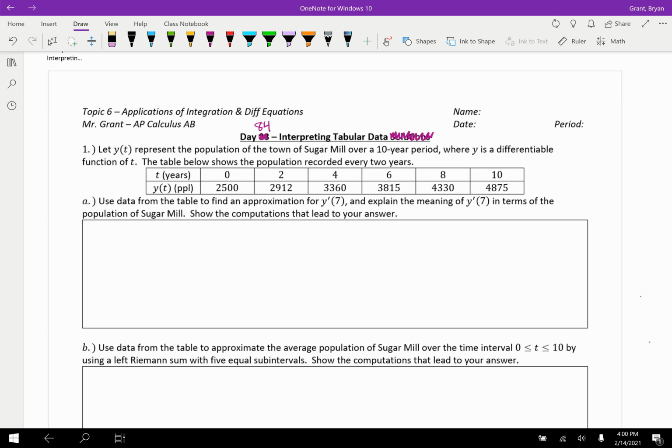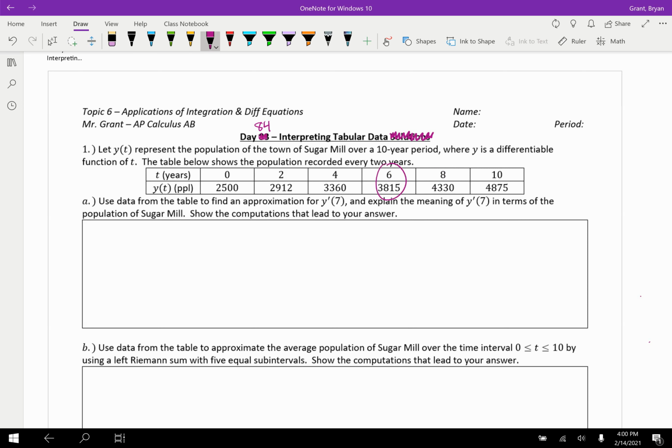So let's begin. First thing you might notice looking at the table is that there is no 7. We've discussed this before, though. When you are asked to find the derivative of a value in a table and you don't have that value there, then you need to take the two closest t values, in this case, to 7, one above, one below, and you need to find the slope between them.